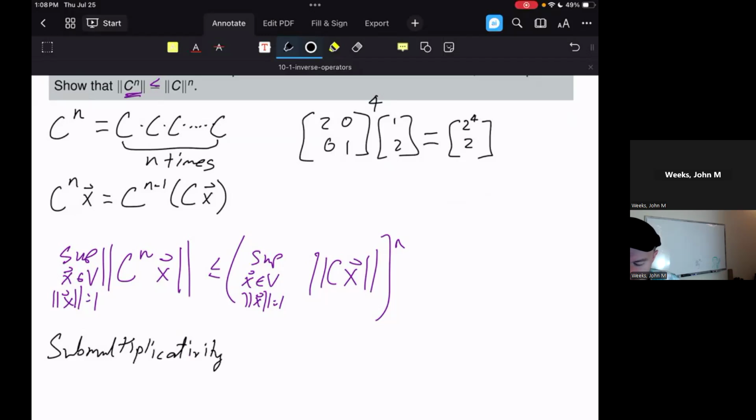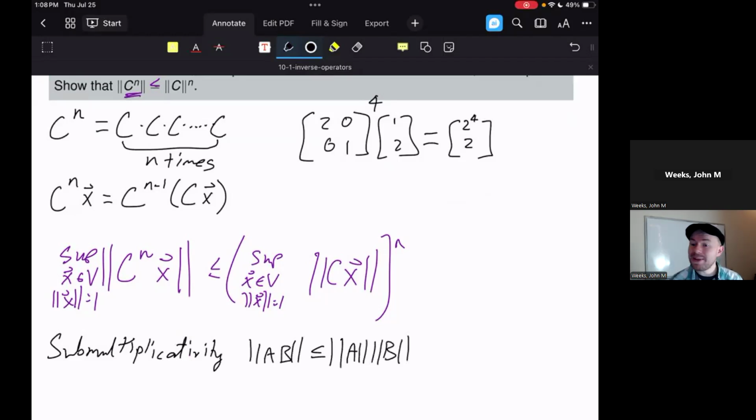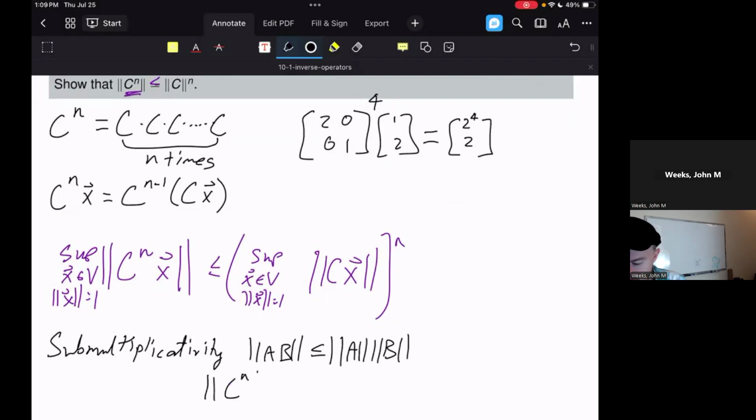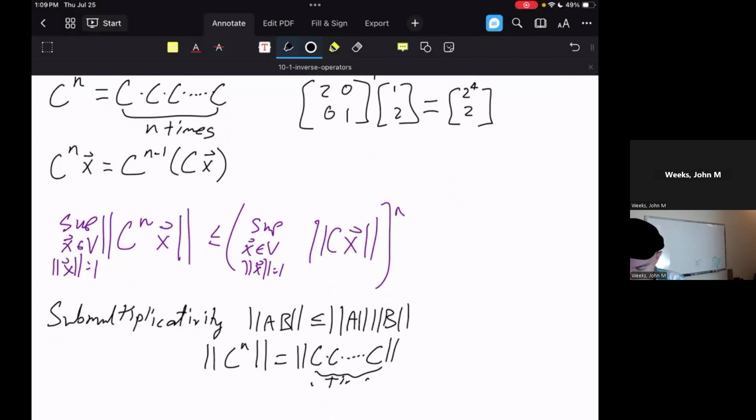Remember that the way that this is defined is that if you have two operators being multiplied and you're taking this norm, then it is less than or equal to the product of the norms of the two operators, A times B. So what happens if you have n things being multiplied and put together here? What happens if I have the norm of c to the n that I want to take? Well, that's the norm of c times dot dot dot times c, n times.